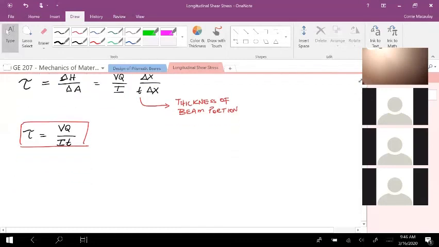I think the only thing we really need to talk about is how to get Q, because you know how to get V and you know how to calculate I. T is just the thickness of the beam, and that could change if it's not a prismatic beam, if it has a different cross section along its length. Wherever you need to calculate shear stress, you use the thickness at that point.